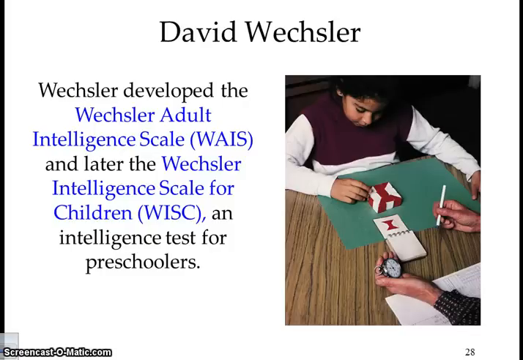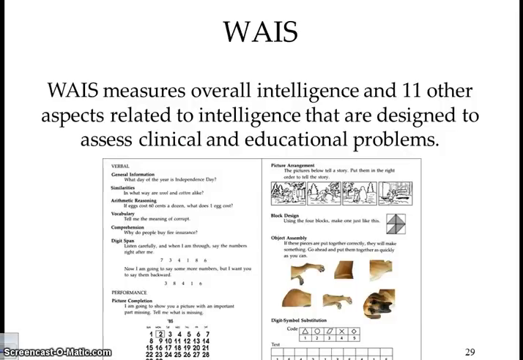So the WAIS test, this is the Wechsler Adult Intelligence Scale, and what this test does is it's supposed to test you to see where you are. And they also have one for children. So it measures your overall intelligence, and there's 11 other aspects that relate to intelligence that are designed to assess clinical and educational problems. So clinical would be like abnormal things, and then educational problems are also abnormal, like ADHD, it could be depression, things like that.